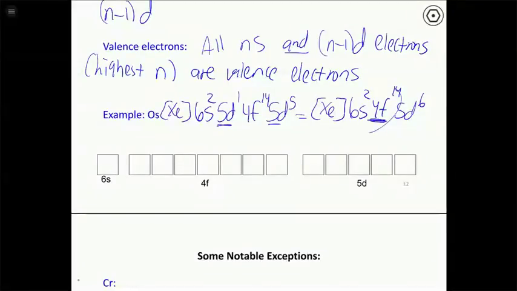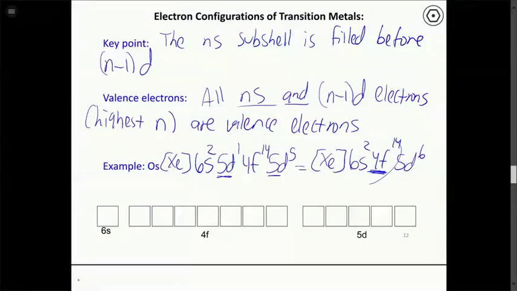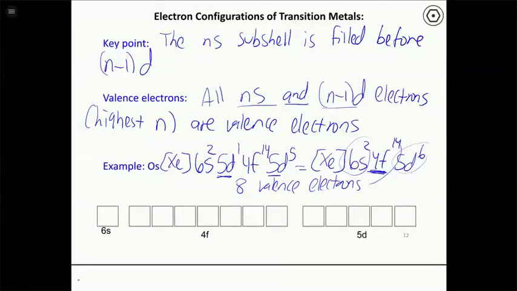How many valence electrons do we have? As I just defined here, it's going to be all ns and n-1 d. So we have 2 6s electrons, we have 6 5d electrons, so we're going to have 8 valence electrons. The 4f electrons do not count as valence electrons for transition metals, but those 8 electrons are considered valence, which means they can participate in a lot of the chemistry that this element does. So 8 valence electrons, 6s2, 5d6, a total of 8.